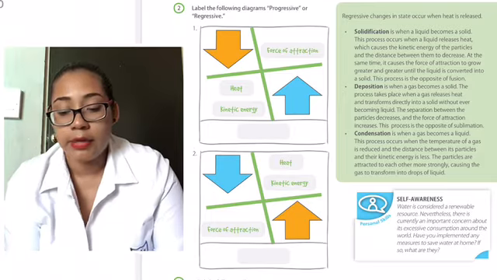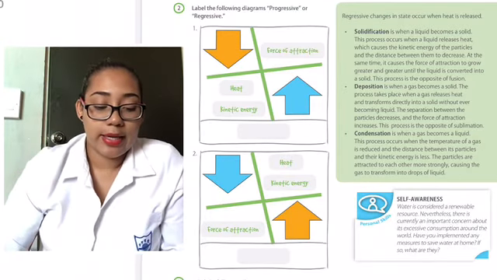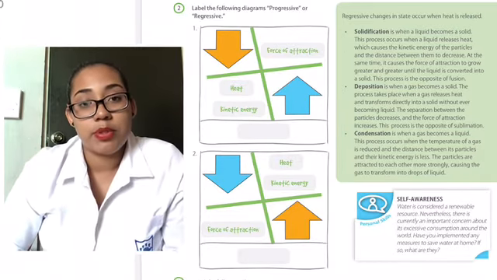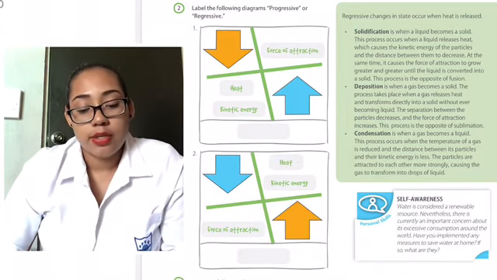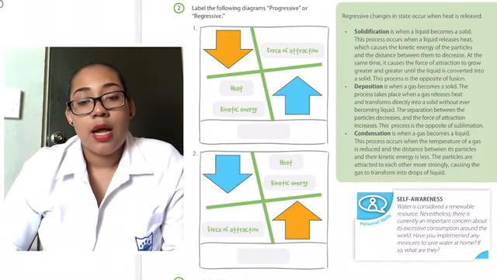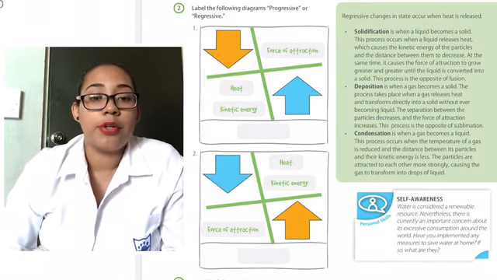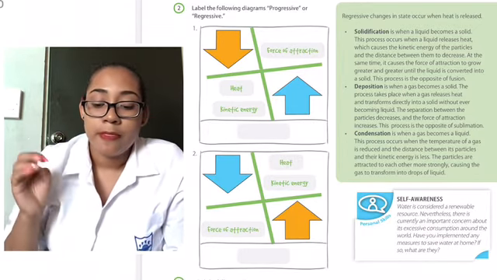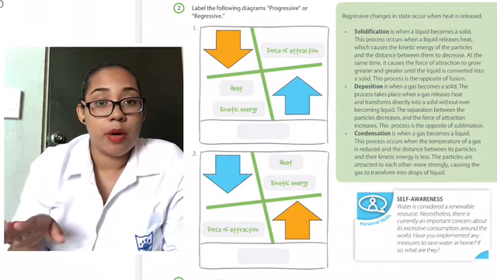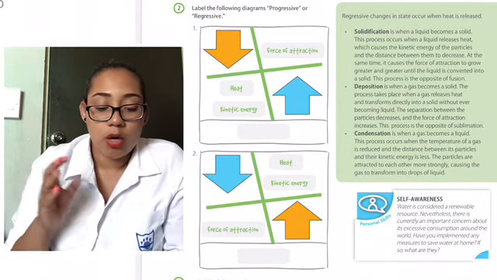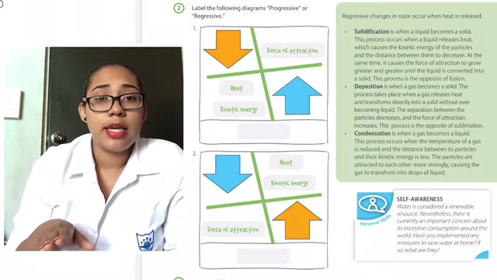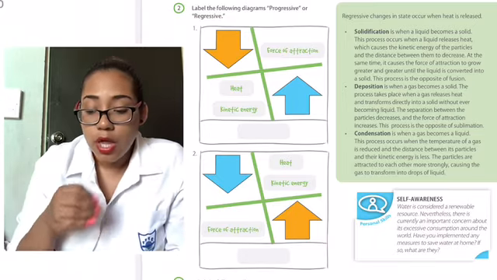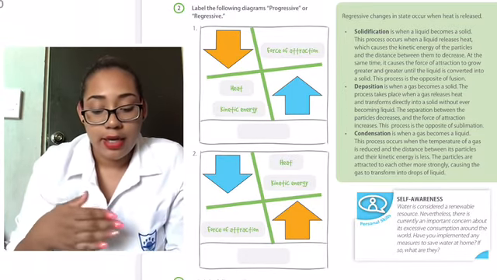Okay? Now, let's check exercise number 2. Exercise number 2 says label the following diagrams progressive or regressive. How do you know which one is progressive and which one is regressive? Well, we just read information about regressive changes, and according to each change that this process includes, it will help you identify each one.